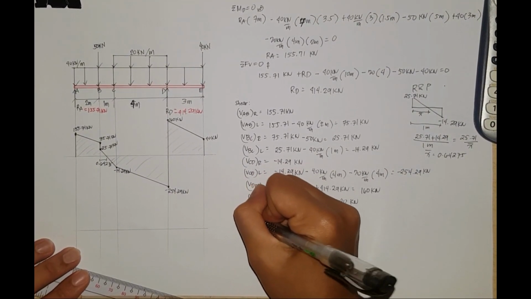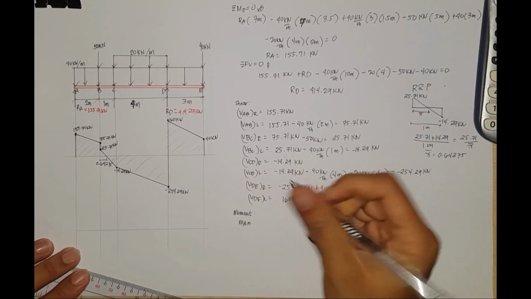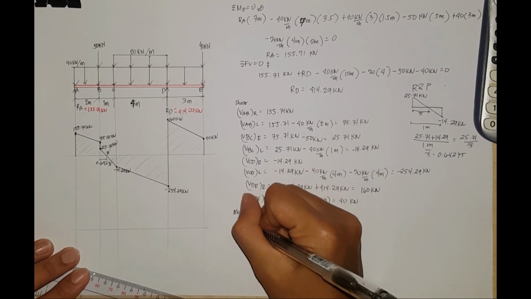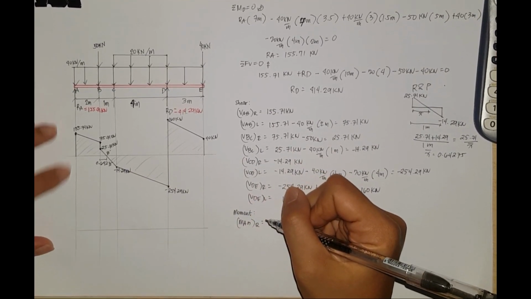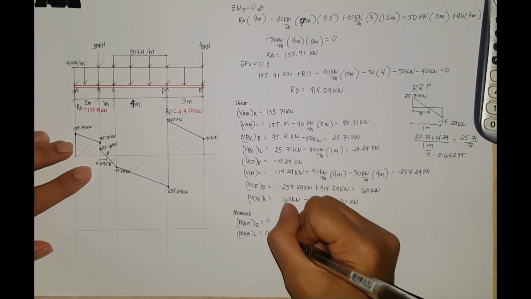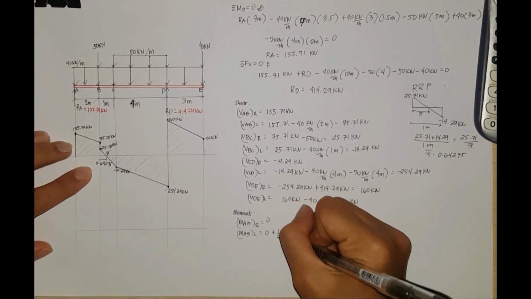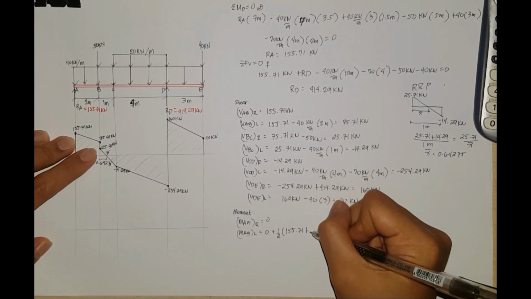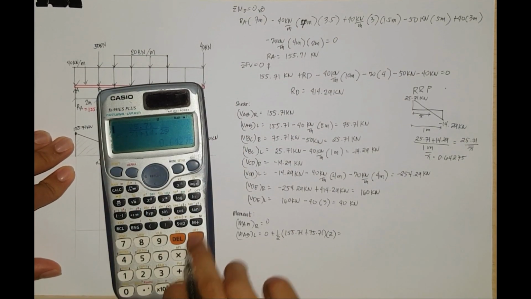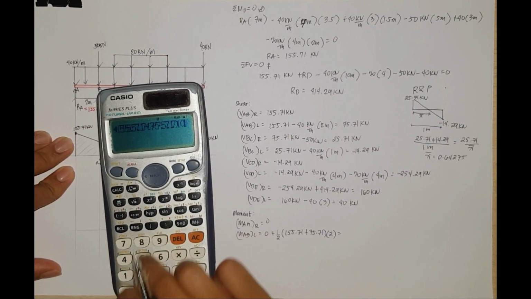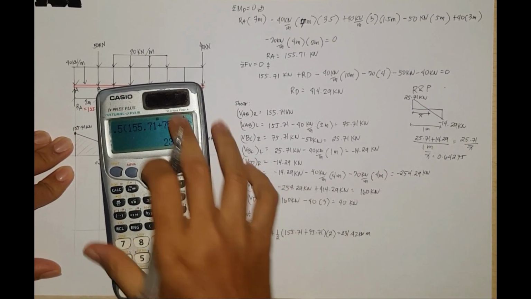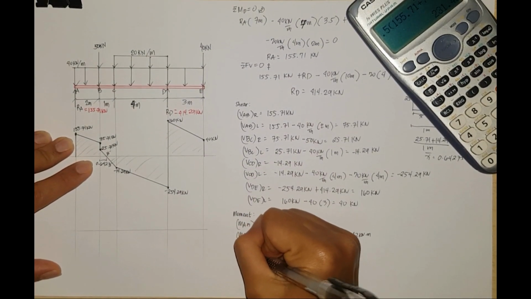So, for the moment, we have here B prime, let's name this B prime. So we have the moment at AB. Is there any moment at this part? So 0. And then moment AB left. Is there any area in the shear diagram? We have the area of the trapezoid, so plus 1 half of 155.71 plus 75.71, and the length is 2 meters. So it is equal to 231.42 kilonewton meter.